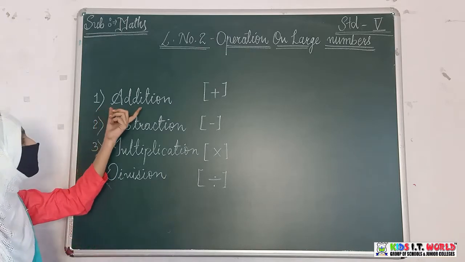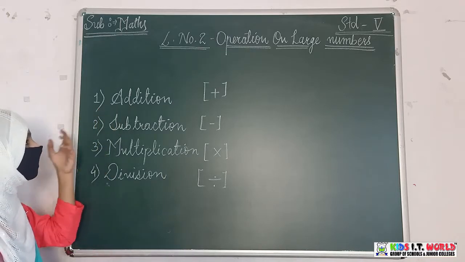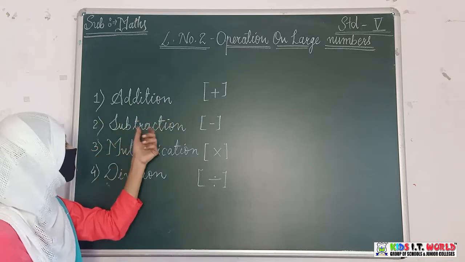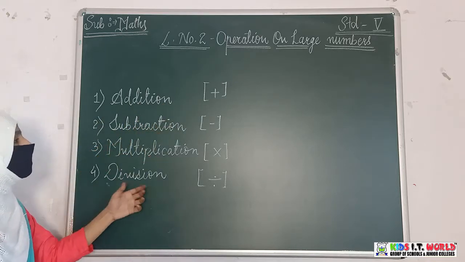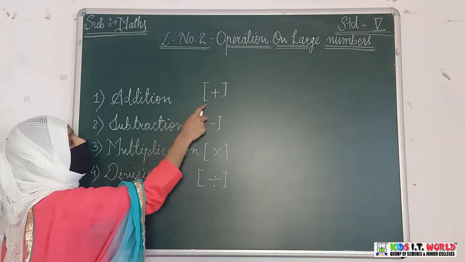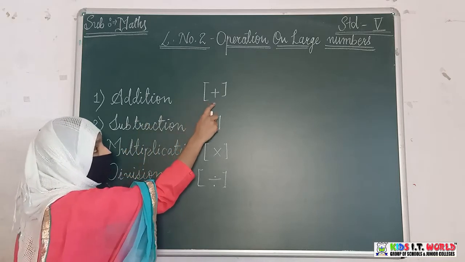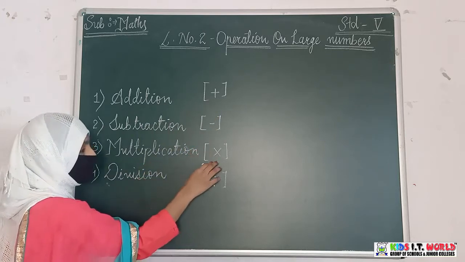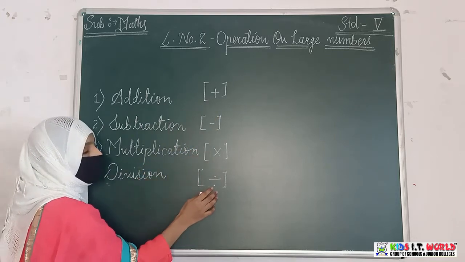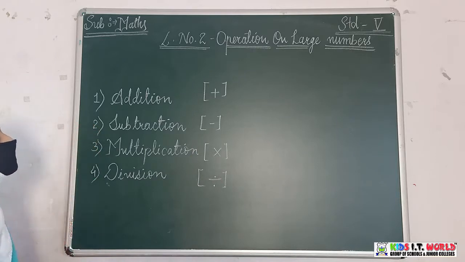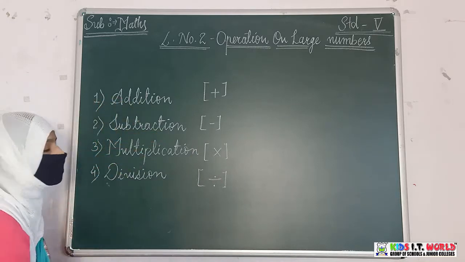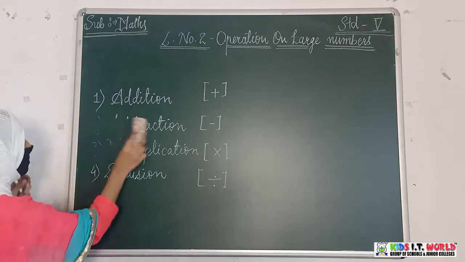You are familiar with the four mathematical operations, that is addition, subtraction, multiplication and division. These are the symbols for these operations. For addition we have this symbol, for subtraction this symbol, for multiplication this one, and for division this one. So one by one we will see the mathematical operations. First we will see addition.